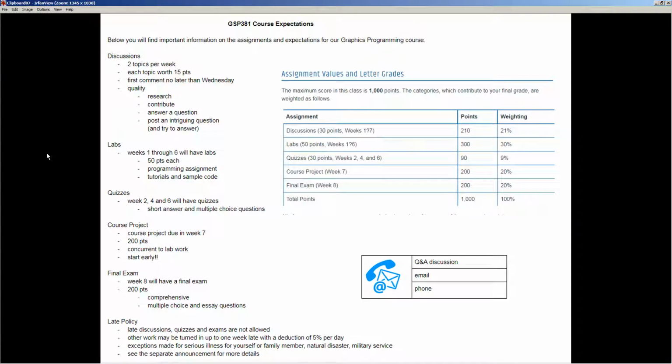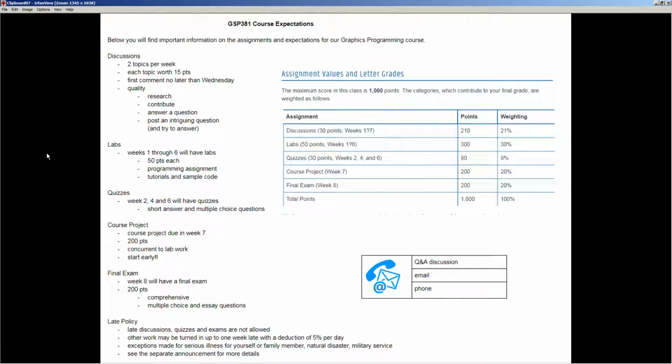We'll have lab work due in weeks 1 through 6, and each of them will be a programming assignment, building up to something that you just saw at the beginning of this presentation. They'll be worth 50 points each, and you can expect me to post some video tutorials as well as the sample code that goes along with those video tutorials. In weeks 2, 4, and 6 we will have quizzes, and they'll consist of short answer questions and multiple choice questions.